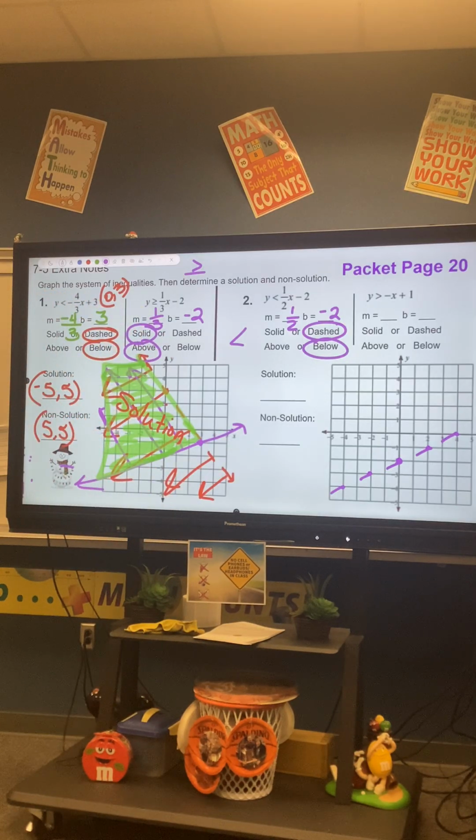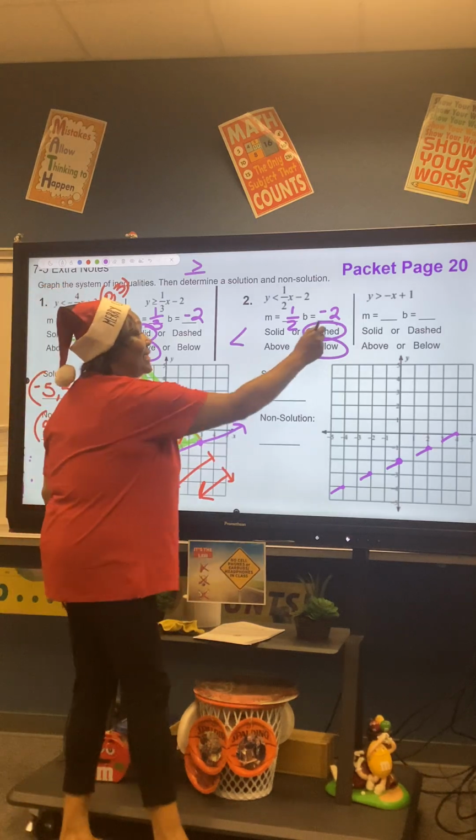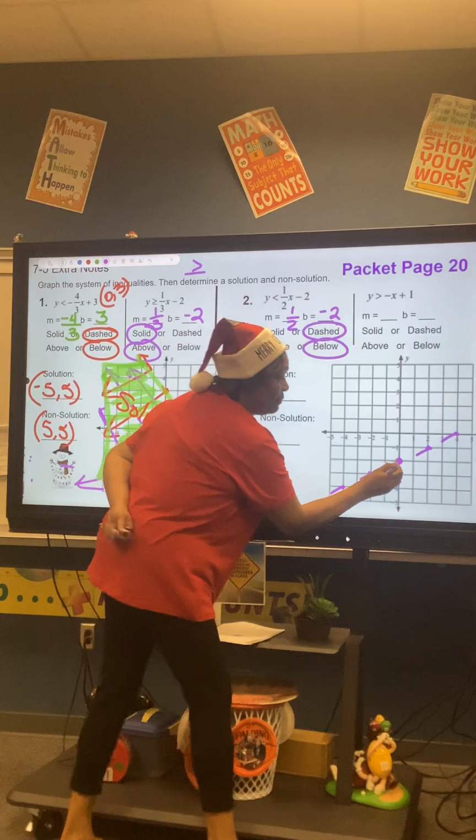You want all numbers that are less than negative 2. You said, Miss Mitchell, I got a dashed line. Check. You said I need to shade below. Check.